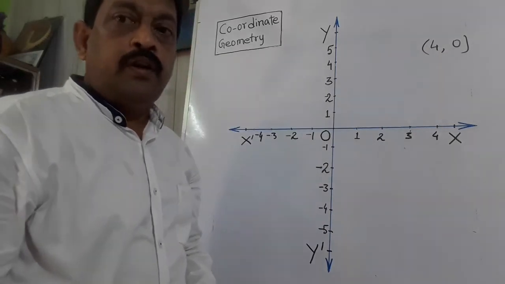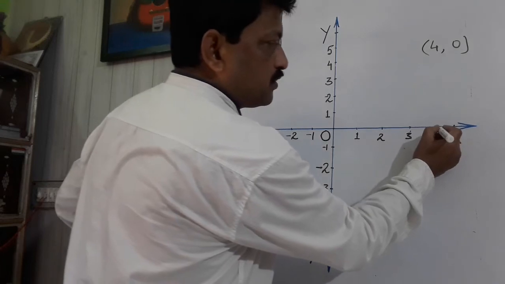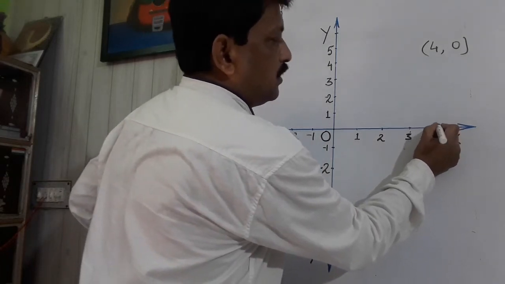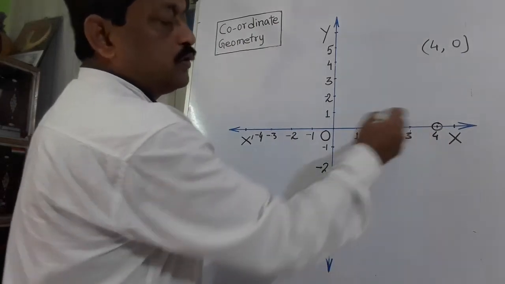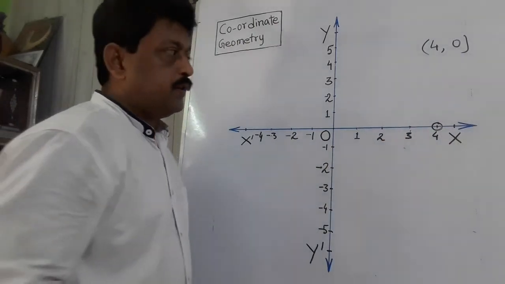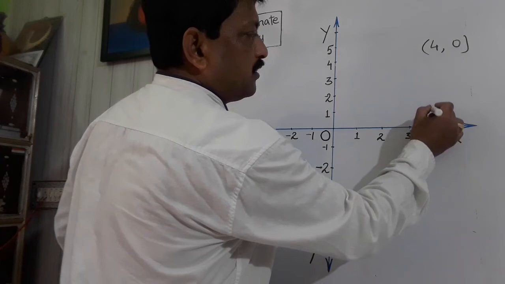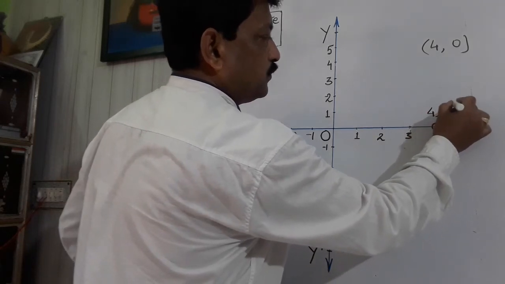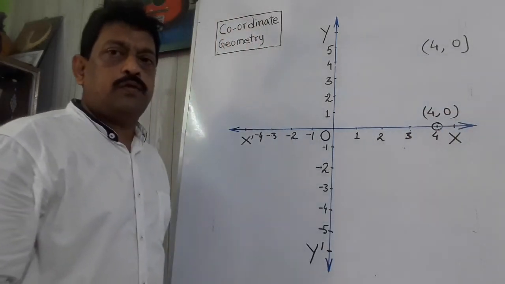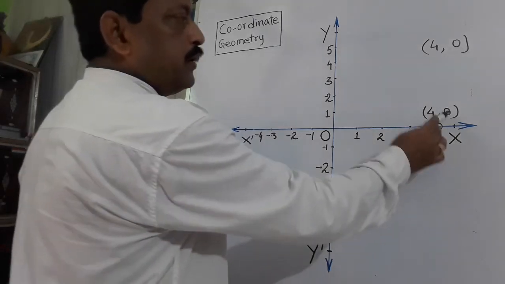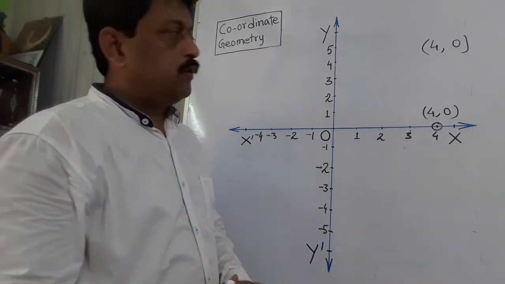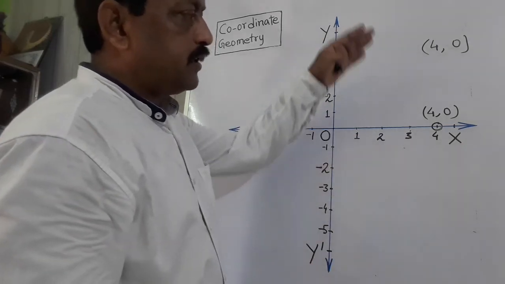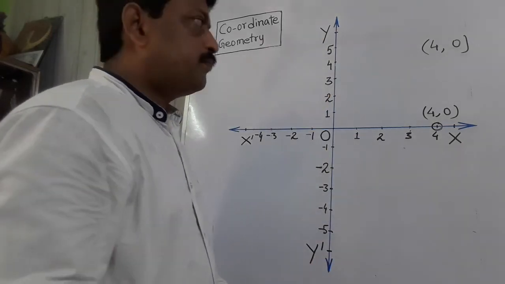Now since the ordinate is 0, we have to stay on this point. We have to stick to this point. Got it? So this point represents (4, 0). Understood? Since the ordinate is 0, we cannot move up or down, that is, we cannot move above the x-axis or below the x-axis.